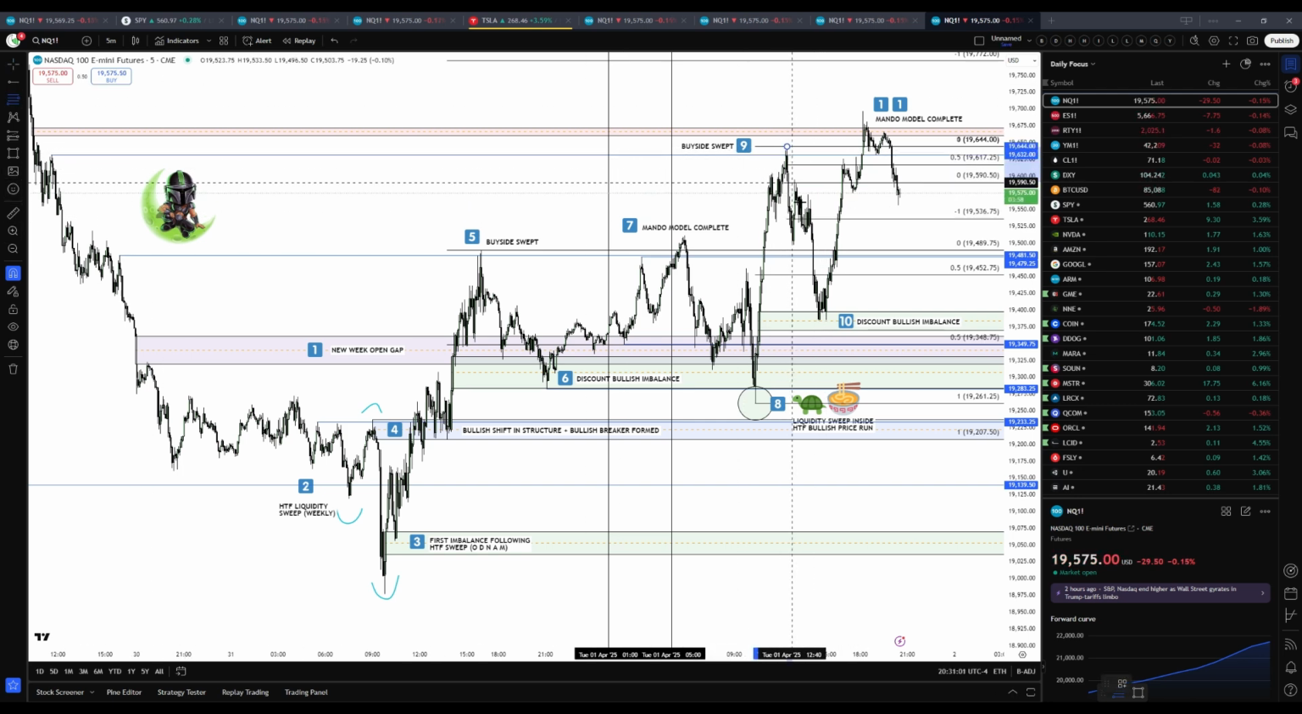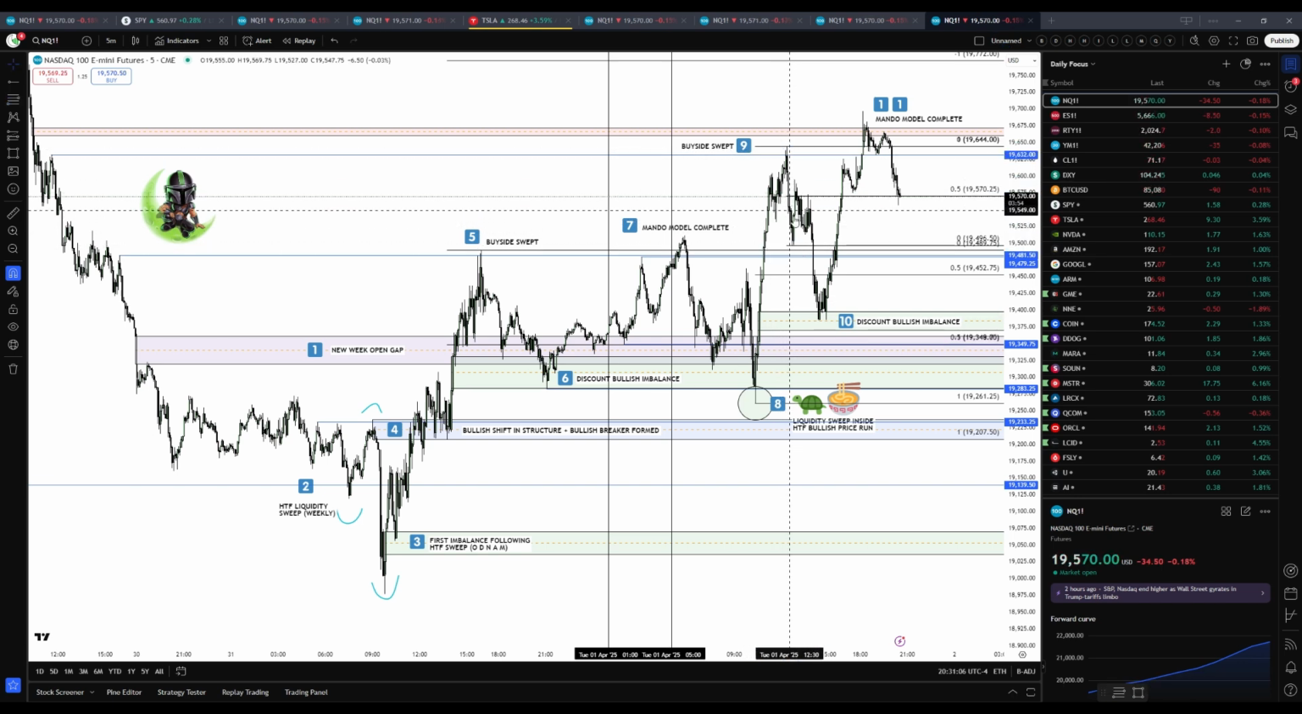From your high down to your low. I know Jay hit this one earlier. High down to your low. Here's your discount retracement into a bearish imbalance for a flush down through lows.